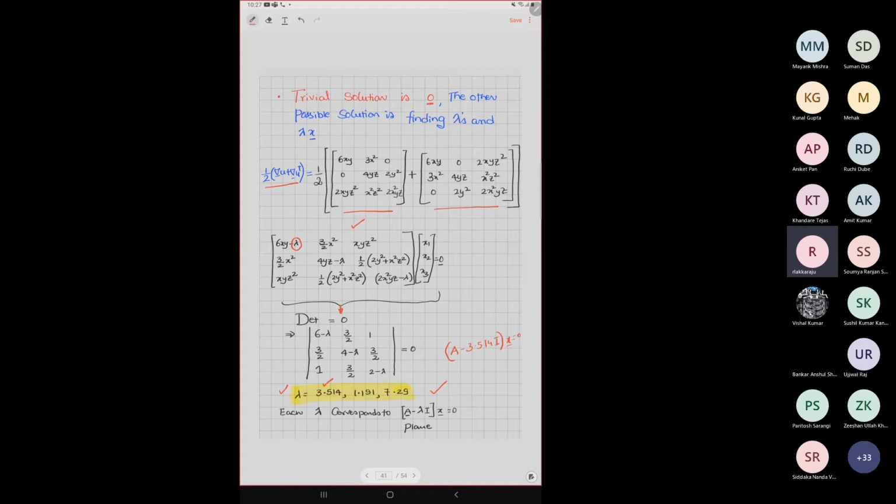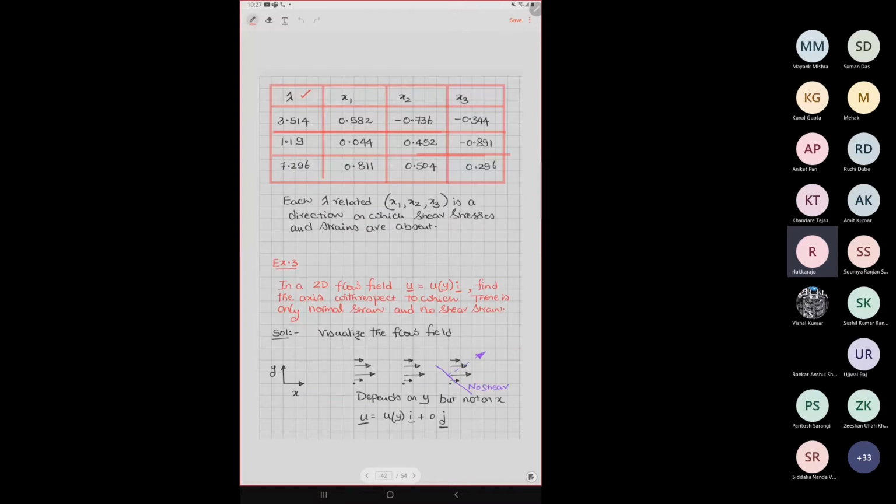What you have to do is plug in the lambda value. Then it turns out to be some simple matrix multiplied by x1, x2, x3 equal to 0, 0, 0 for a given lambda value. You fix lambda and try to get that. Now, what are those x1, x2, x3 combinations? As a unit vector, one can find it. That is what we call eigenvectors.